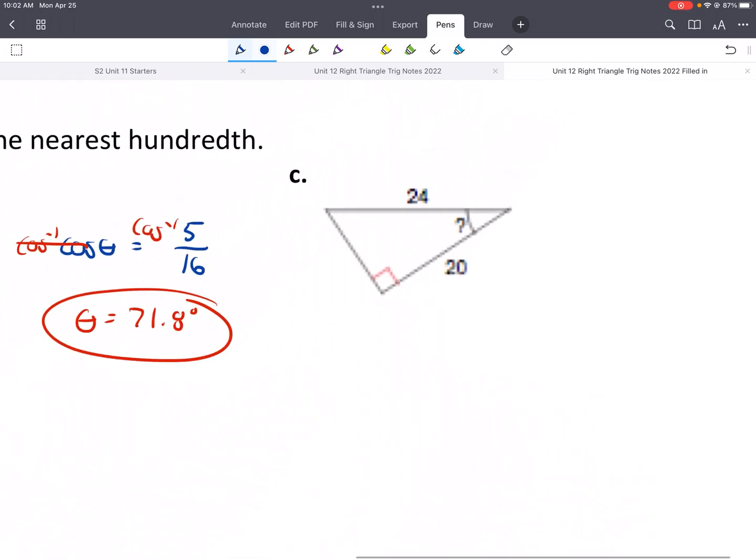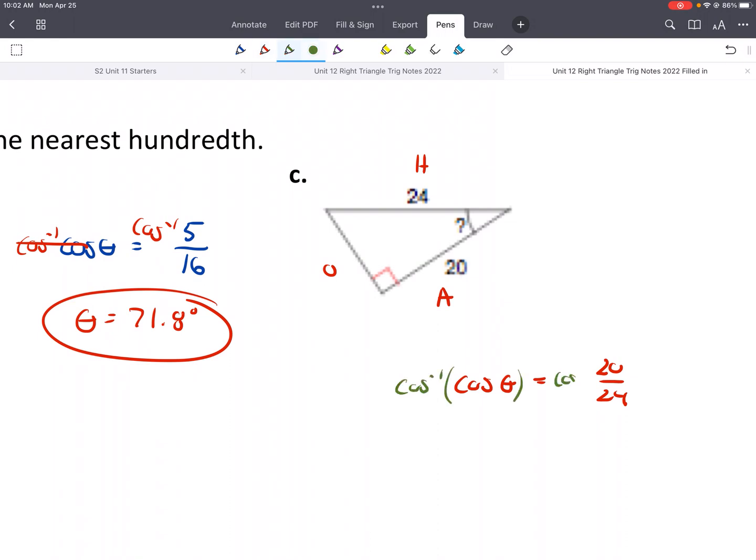And then if you wanted to do this one, this would be HOA, so that uses cosine. Cosine of theta equals 20 over 24. We use our cosine inverse, and we would get theta equals second cosine inverse of 20 divided by 24. And I got 33.6 degrees.